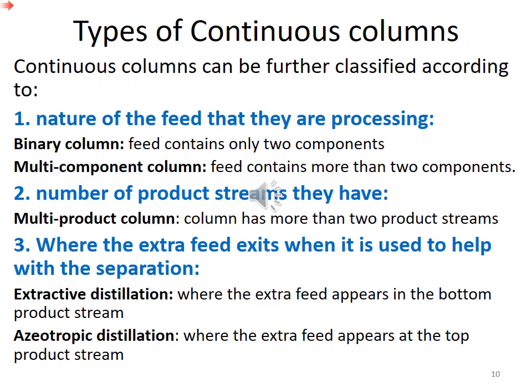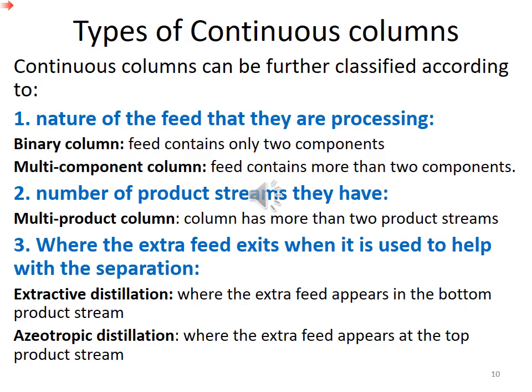Continuous column is further categorized into different groups depending upon the following parameters, which are shown here in this slide. Number one, the nature of the feed that they are processing. It means binary column or multiple component column. That column contains two components only, or a column can process more than two components at a time.